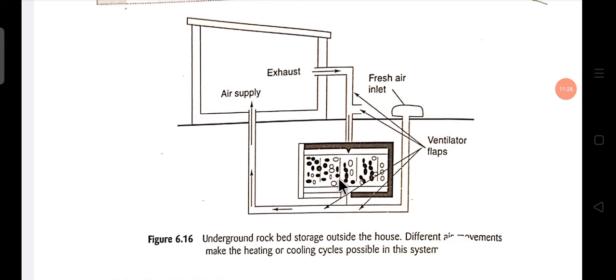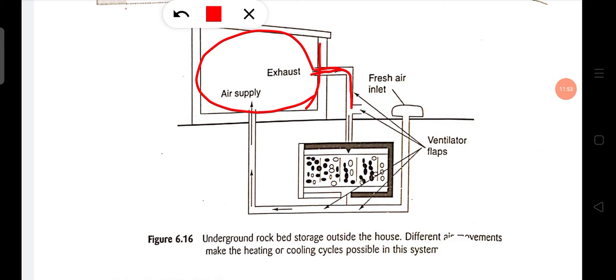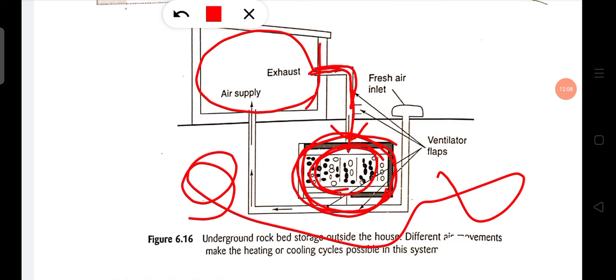Another one is underground rock bed storage outside of the house. In this method, this is the house. The air supply, the exhaust from the living room, pushes the air into the rock bed, which is placed underground, and this rock bed collects heat from the underground as thermal storage.